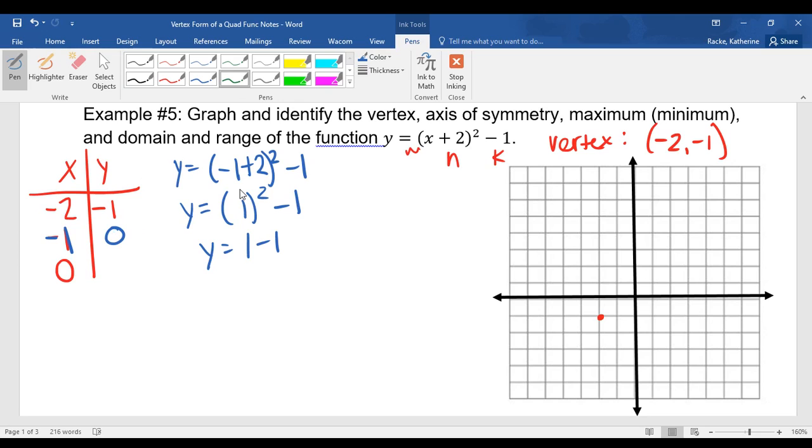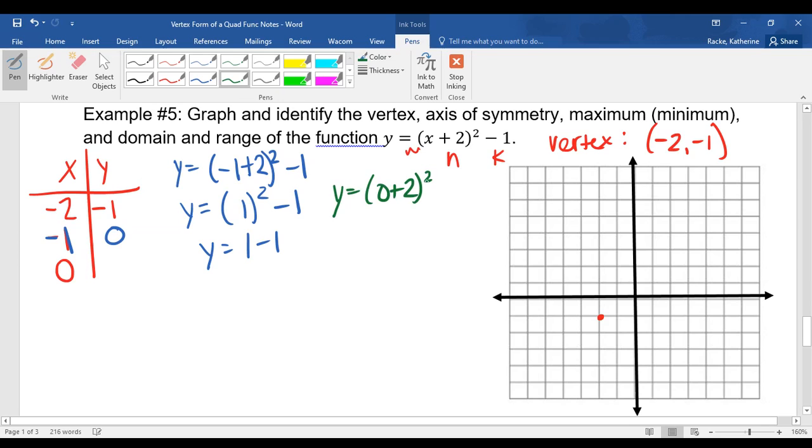All right, and now we're going to plug in our zeros. So y equals 0 plus 2 squared minus 1. 0 plus 2 is 2 squared minus 1. 2 squared is 4. 4 minus 1 is 3. All right, so I'm going to go ahead and plot those 2 points, 0, 3.